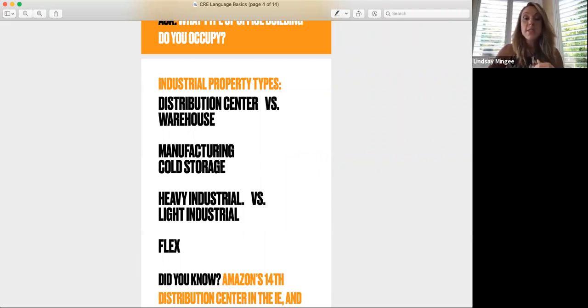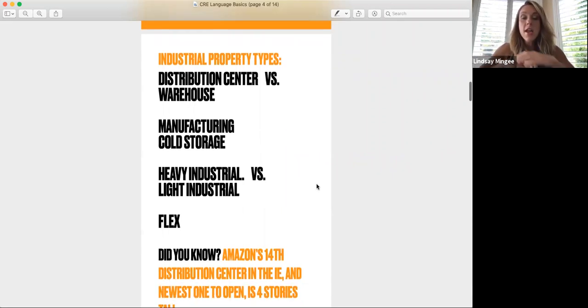And for example, I put a little fun fact down here. Amazon just opened or will be opening its 14th distribution center in the Inland Empire. It's located in Banning, Beaumont area. It's going to be 4 stories. So what do I accomplish with a 4-story distribution center? Well, I can increase the truck flow, the traffic flow that's coming in because I can build ways for those trucks to get rid of goods on multiple levels, right?